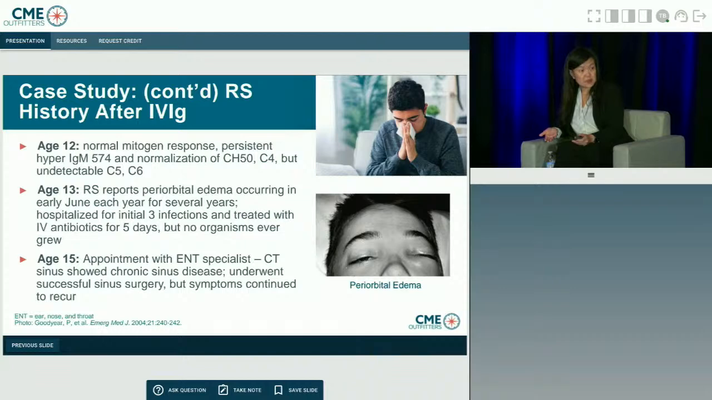So let's go back to my patient, right? He's on IVIG. Is he all better? Is everything wonderful? So no, he's still having some issues. What's going on? So he had some normalization of his T cell function, but now his IgM is 574. That's really high. He had some normalization of his complement studies, but he still had defects in other complement studies. He's also getting some other things that are just maybe not infectious, right? So he's getting periorbital edema, where all the infectious workup shows nothing. No organisms are found, and it's happening year after year. He's also showing chronic sinus disease, even on immunoglobulin replacement.